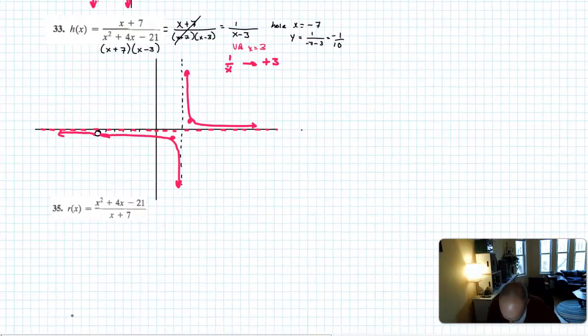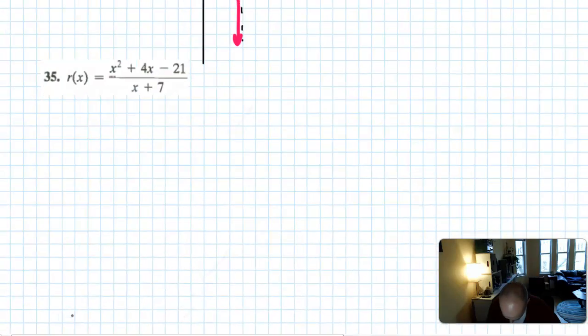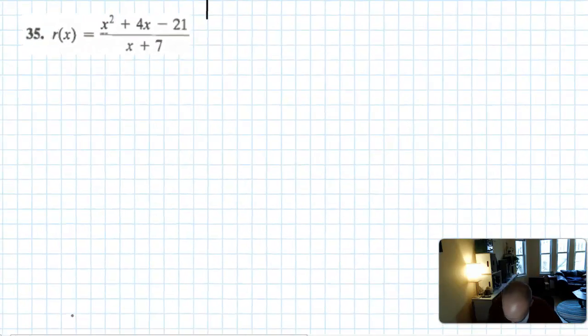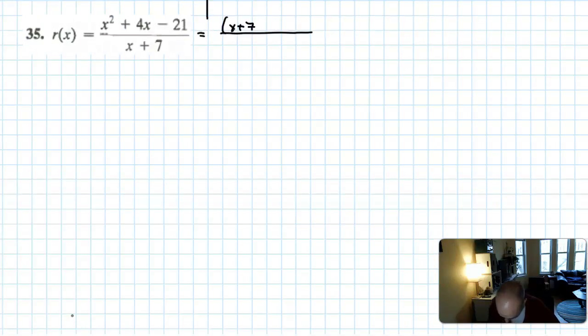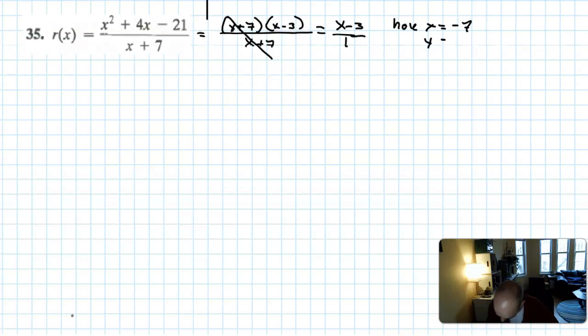All right, this is the same thing, but reciprocalized. So this is going to turn into x plus 7, x minus 3 over x plus 7. Cancel those out, and we get x minus 3 over 1 with a hole at x equals negative 7. Okay, so if the hole is x equals negative 7, then the y-coordinate of the hole is negative 7 minus 3 all over 1, which is negative 10. So we have a hole at negative 7, negative 10.